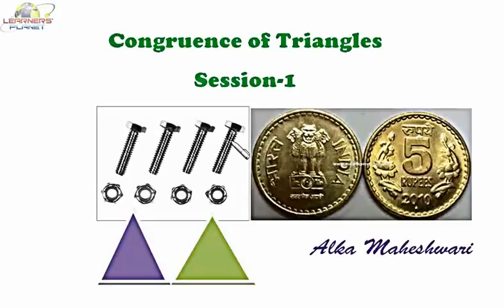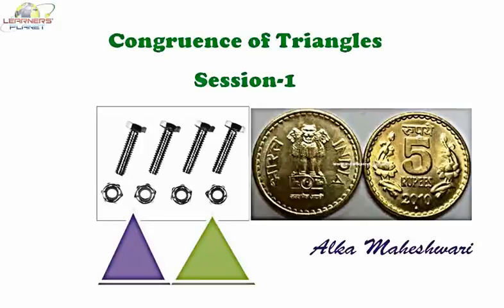Similarly, here we can see all the four sets of nuts and bolts are similar to each other. These triangles are similar to each other. If you put this triangle on this triangle, you won't be able to see the remaining part of the triangle. That means both the triangles are the same or identical in all respects, that is shape and size.